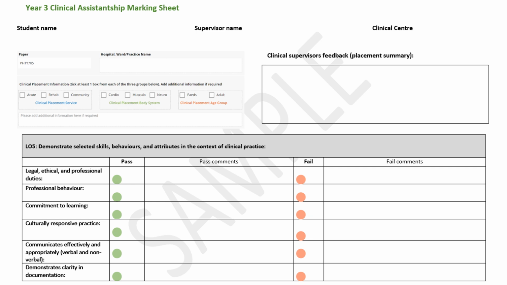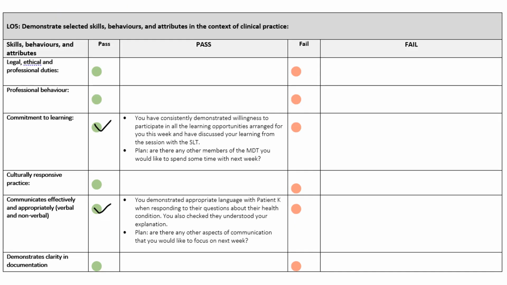This slide demonstrates what the marking sheet will look like. So just to give you an overview of some of the information we will ask you to input into that sheet. On this slide, we've given you an example of how you might use the marking sheet, or examples of how students could meet those indicators.